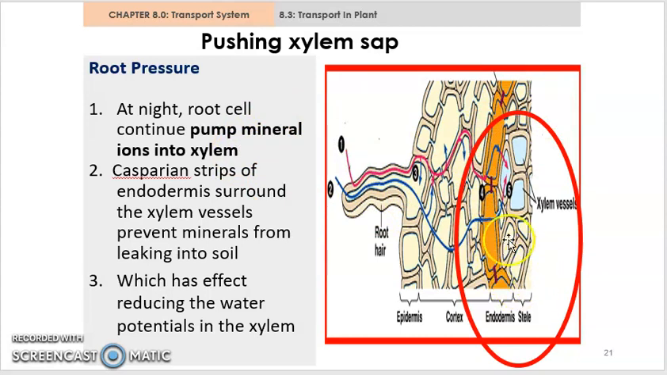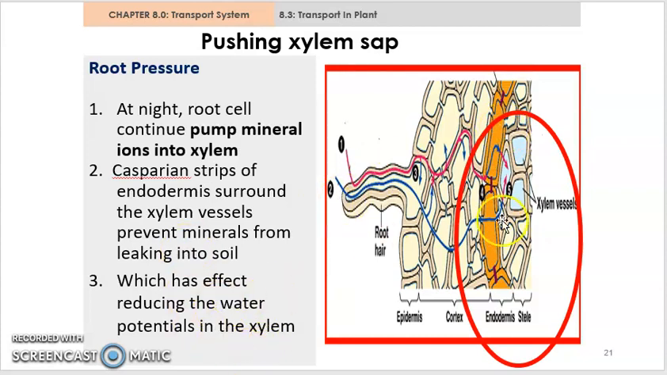Okay, and then at the endodermis here, remember it has Casparian strip. Okay, so this Casparian strip at the endodermis will surround the xylem vessel, which prevents the minerals from leaking into the soil. Okay, so since dekat endodermis ni dia ada Casparian strip, the mineral ions which are already transported to the xylem vessel can be prevented from leaking into the soil disebabkan oleh adanya Casparian strip. Okay, so apa dia punya effect dia?